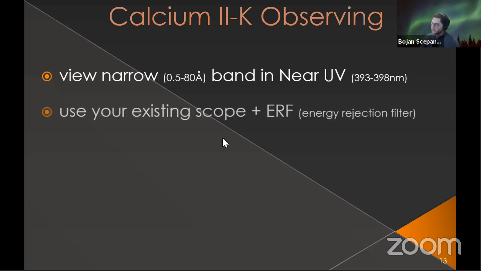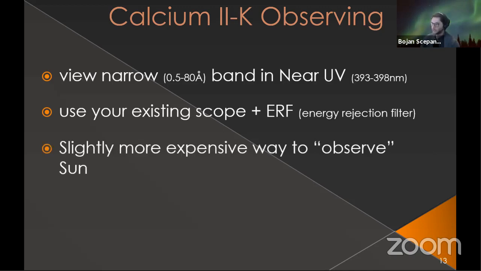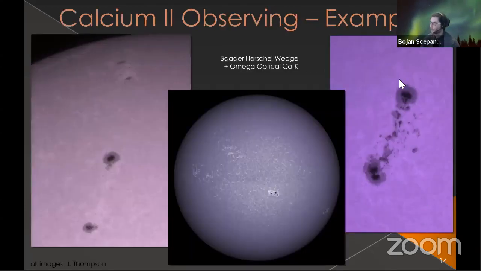You can use your existing scope and add some energy rejection filters, which I'll show shortly, that let us view that. This is a slightly more expensive way to observe the sun. And I have here camera usually, visual possible for some, and I'll explain that just after I show the pictures. So these are the views that you could get through the telescope after you have actually imaged the picture.